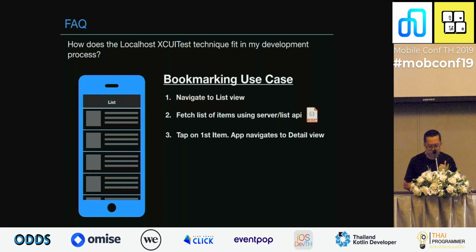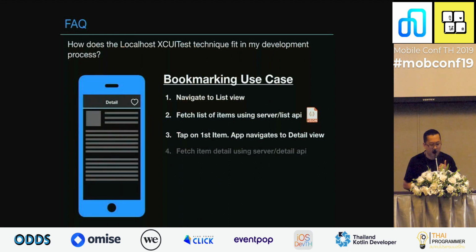Next, you tap on the item and it navigates to the detail view. And the app fetches the detail using the detail API. You hit this API in a certain way, you get your response. And this becomes your contract agreement number 2.